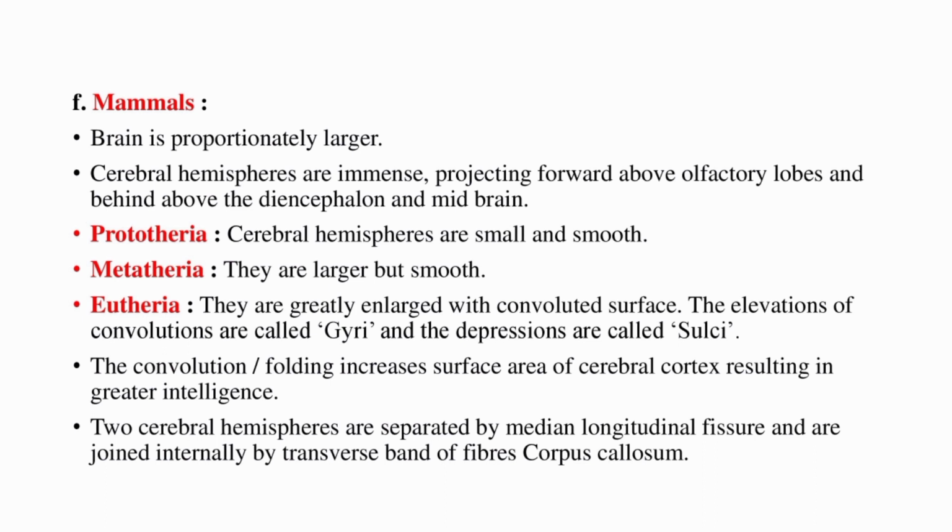In Eutheria, they are greatly enlarged with convoluted surface. The elevations of convolutions are called gyri and the depressions are called sulci. The convolutions, that is folding, increase surface area of cerebral cortex, resulting in greater intelligence.